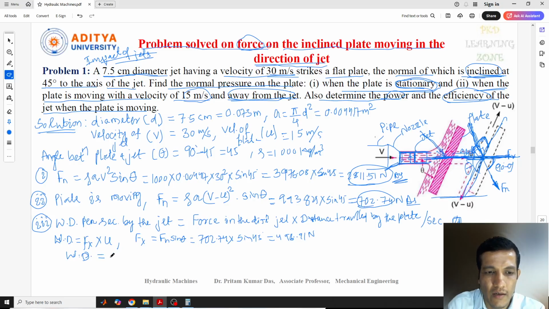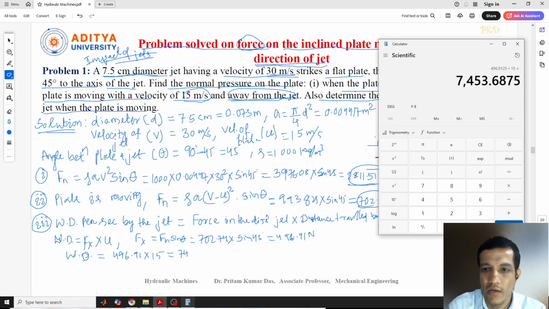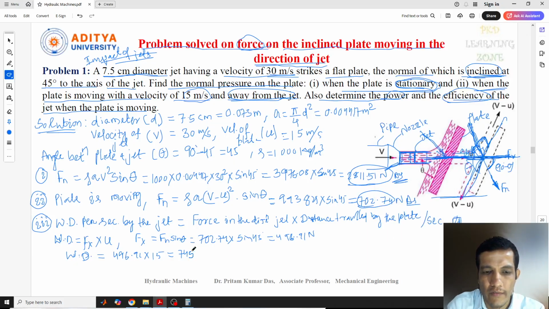Work done is nothing but 496.91 into u. u is the velocity of the plate, which is 15. So finally what I got is 7453.69 something. So this much work done I got here. This is Newton meter per second.